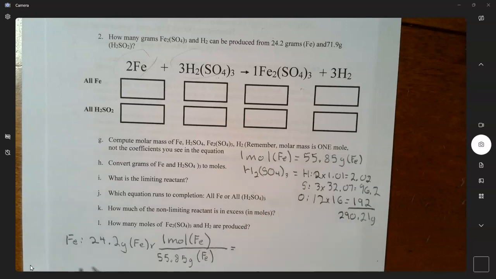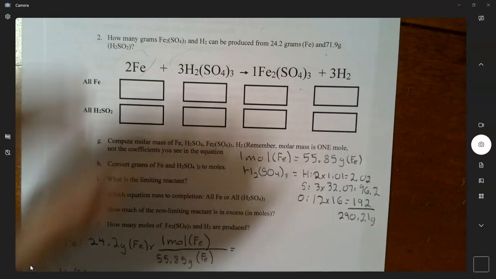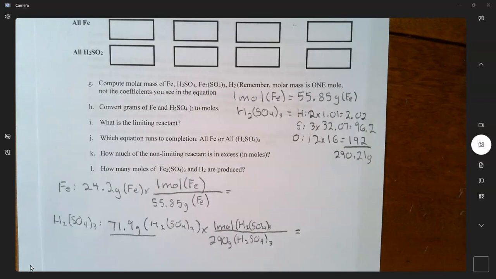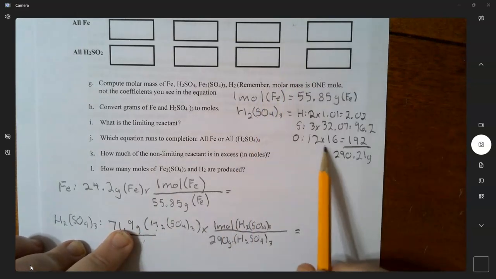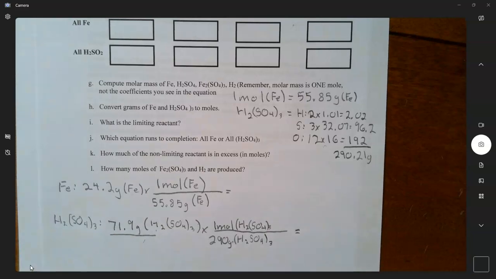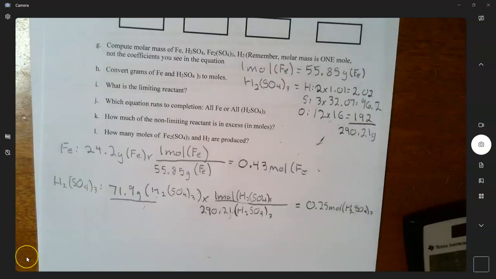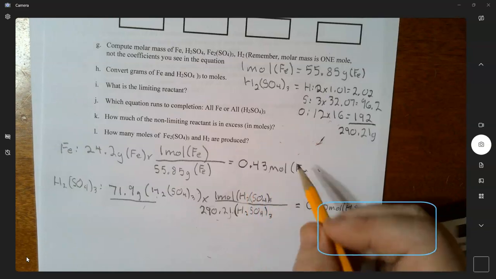Now we'll go on to the setup for H2SO4. Now we'll calculate both of these, and I'm off screen. So that's what I did. I got the number from up top of the page and the molar mass that I computed over here. We're going to convert to moles. So we'll do those. Okay, and I did the calculations, made a slight correction here, 290.21. So when you do that, it's 0.25 moles of H2SO4 and it's 0.43 moles of Fe.